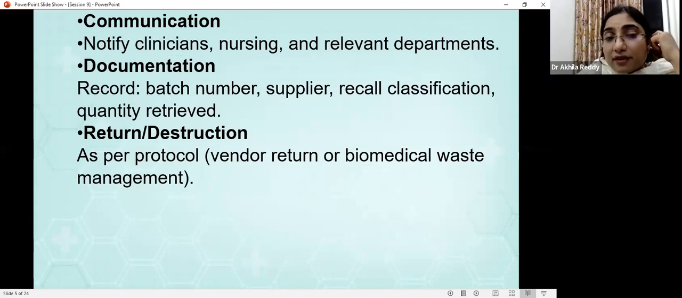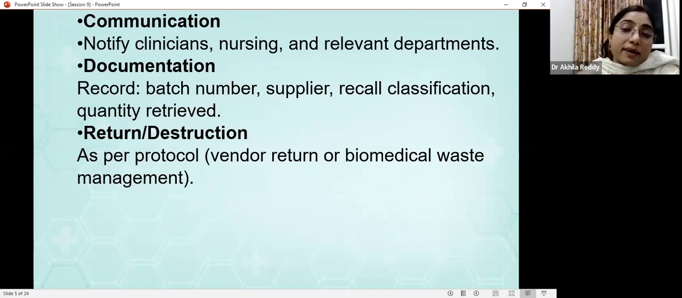Supplier name is mandatory, where we are supposed to return all these medications. Then it cannot lead to ambiguity. To avoid all those things, we have to write the supplier name in detail. And recall classification. What is the recall classification?